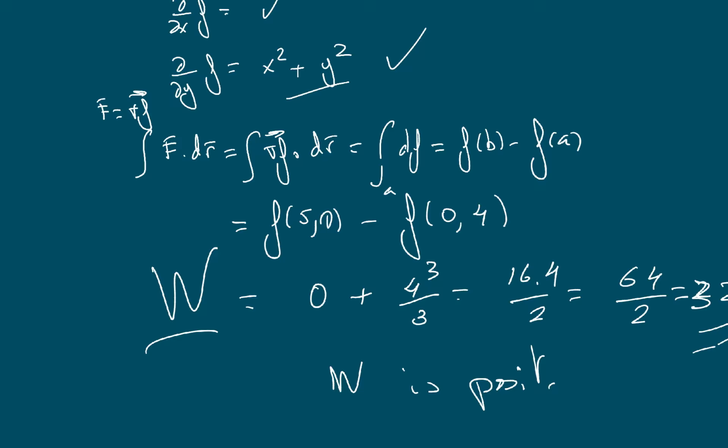Okay, let's go to the next problem. I'm sorry, this is a 3. I made a mistake. So this is not 32. It's 64 divided by 3, which is not 32. It's about 21.33. Okay, let's go to the next problem.